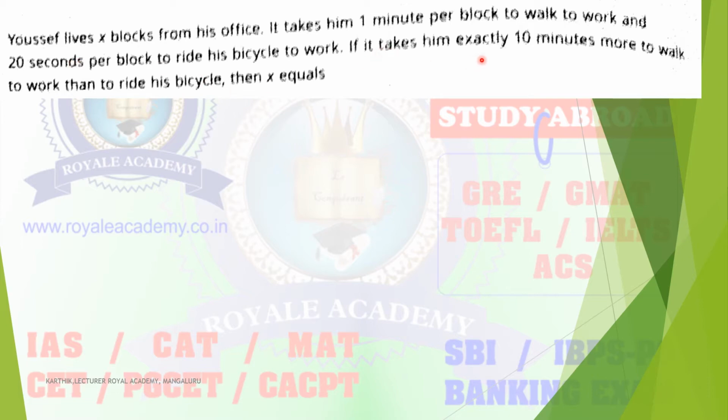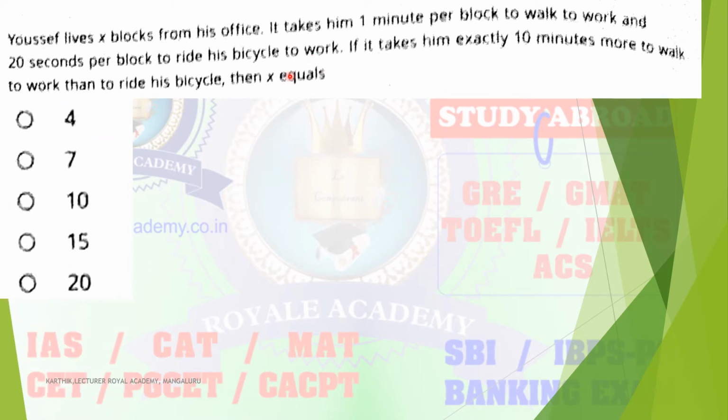If it takes him exactly 10 more minutes: if he travels by walk from home to work, he requires some minutes, and if he travels by bicycle, some fewer minutes are required. The difference between walk and bicycle is 10 minutes. Then find out how many blocks there are between office and home.